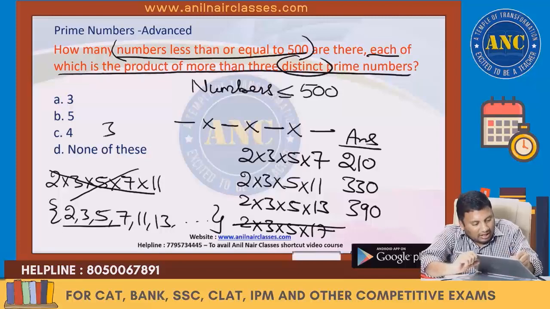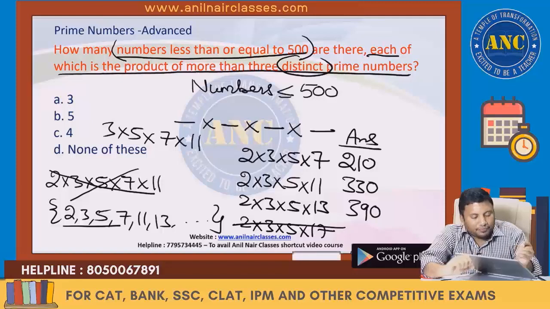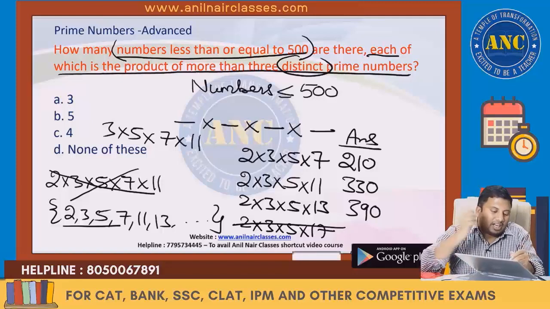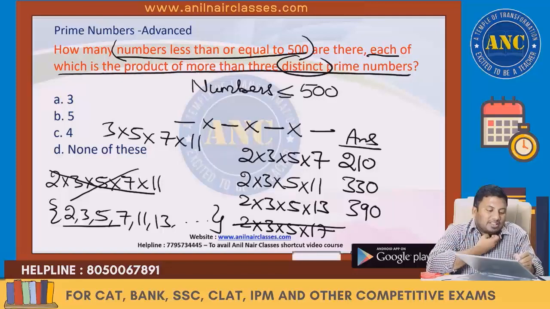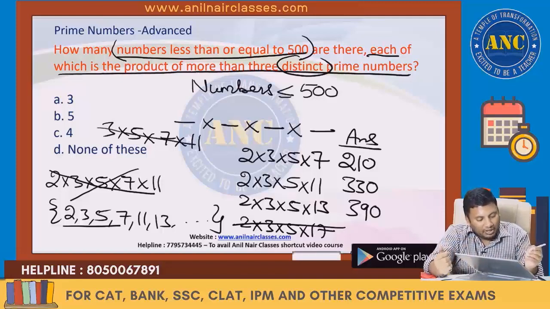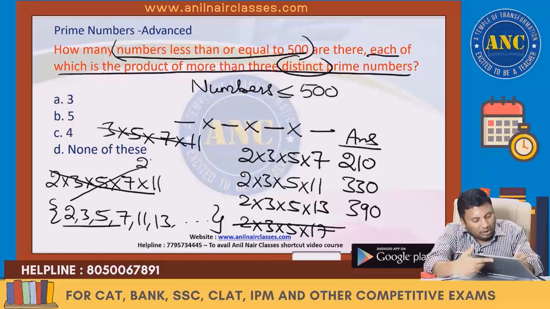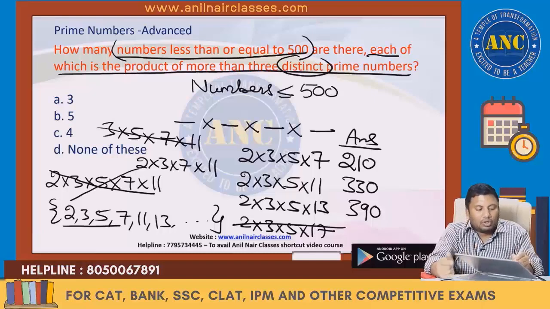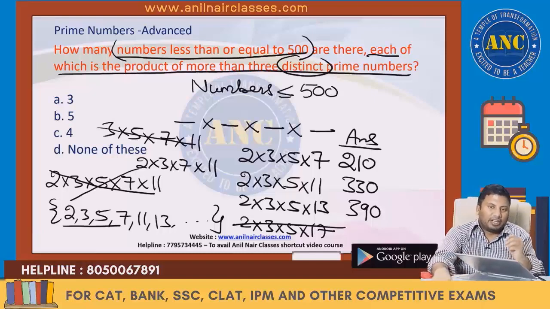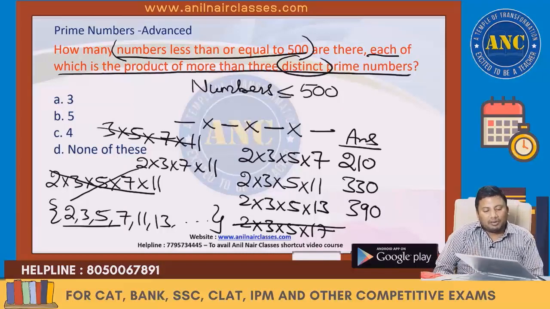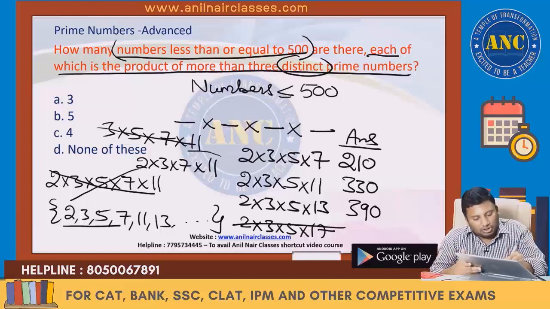Let us take another 4. 3 into 5 into 7 into 11. 11 7s are 77, and 77 into 15 is exceeding 500. Let me take another number. 2 into 3 into 7 into 11. 2 3s are 6, 6 7s are 42, 42 11s are 462.